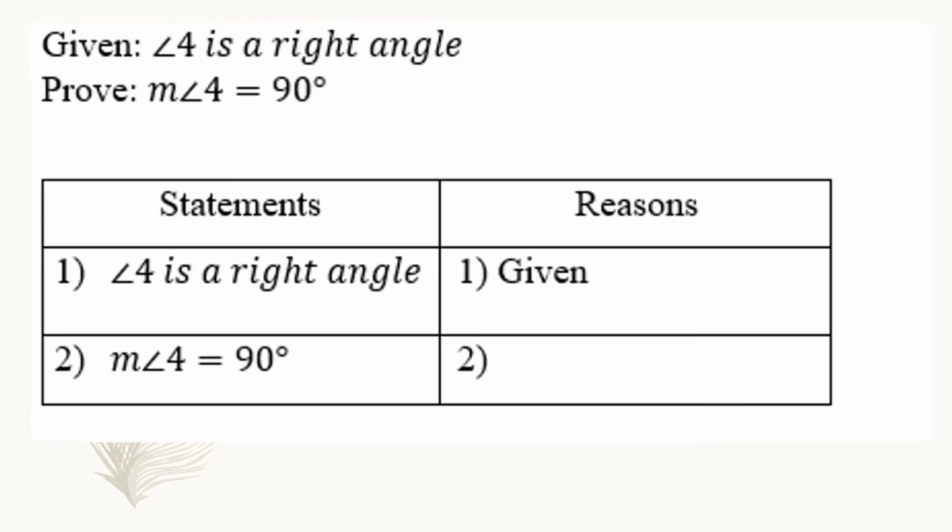The next one, angle 4 is a right angle. Prove that measure of angle 4 equals 90. Okay, the given is the angle is a right angle. So then look on our sheet. We can go down to number 16 there. If the measure of an angle equals 90 degrees, then the angle is a right angle. So that would be definition of a right angle. You can do it in either order there. You're taking the conditional and then you're making it the converse. Both of them are still true.